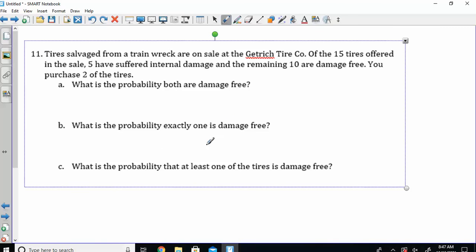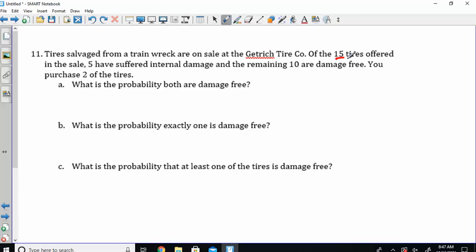All right, number 11. I really like this question. We've had several of these where we just did kind of the same thing with the coins, you know, 1 head, 2 heads, no heads. We did one like it with 2 defective, 1 defective, none defective. Now I'm doing 2 damage free, 1 damage free, none damage free. So you might expect me to put something like this on here because we've done it a few different times now.